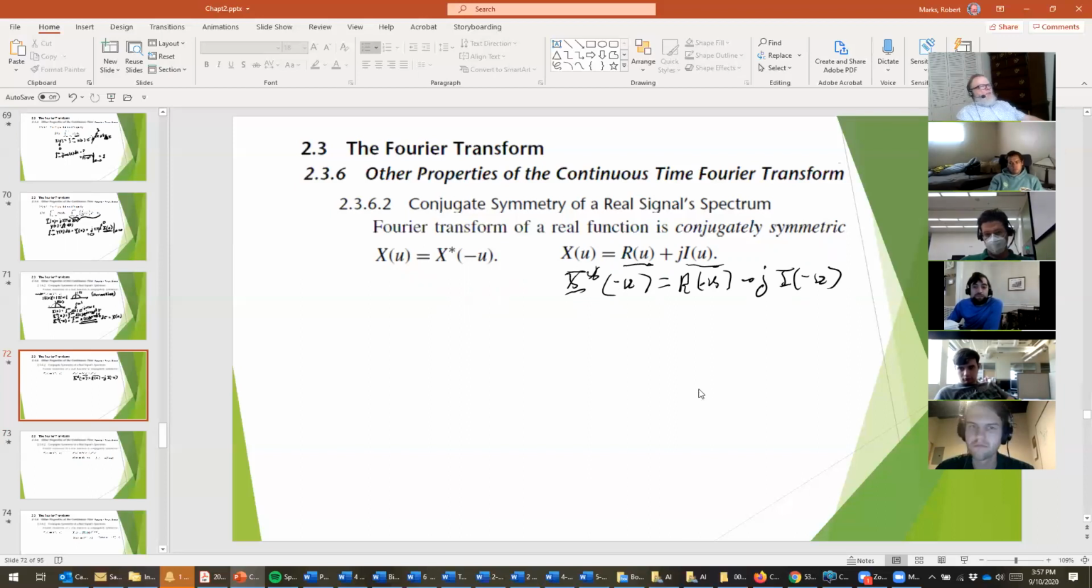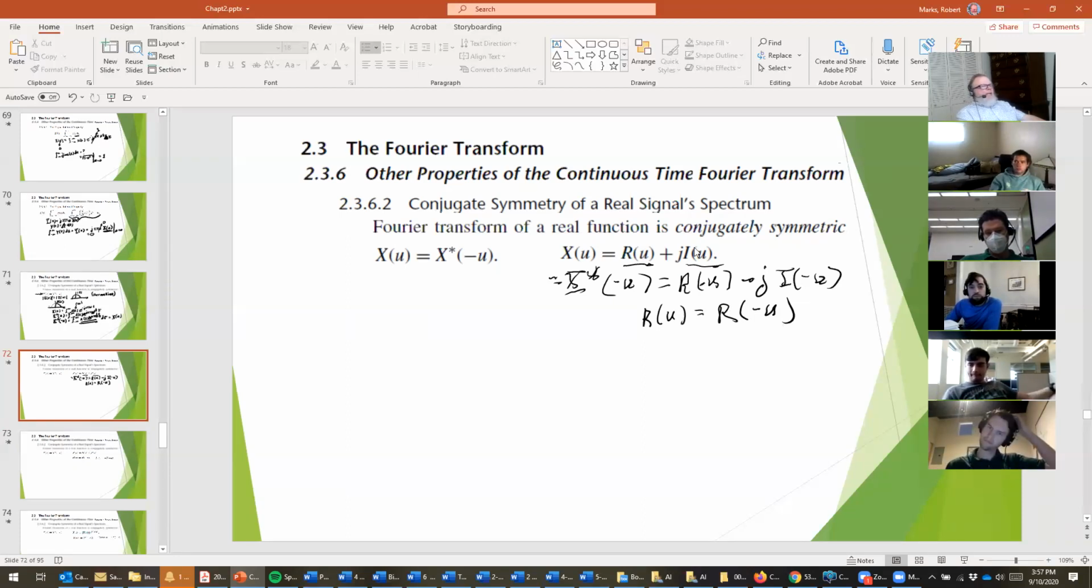Now what we need to do, anytime we have two functions that are equal to each other, and we know that these are equal to each other, we know the real parts and the imaginary parts must equate, correct? So equating the real part, we get that the real part of the Fourier transform is equal to r of minus u. So equating the real part, we find that the real part of a Fourier transform of a real function is an even function.